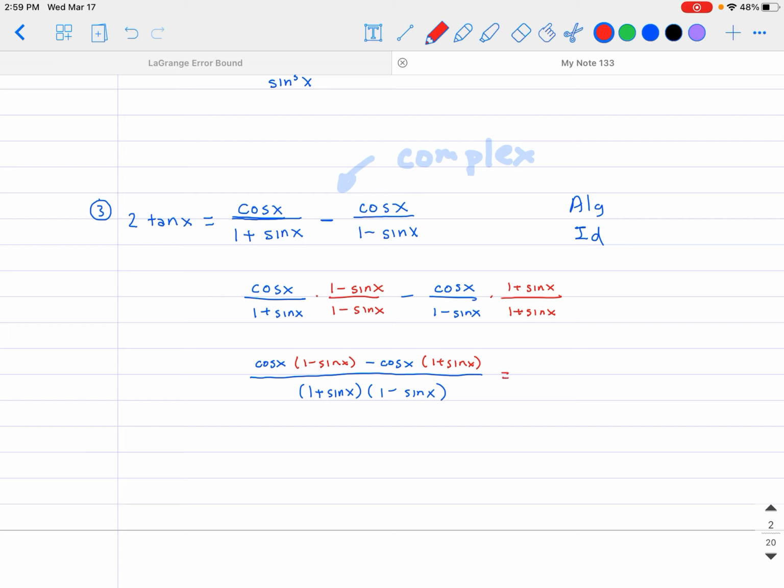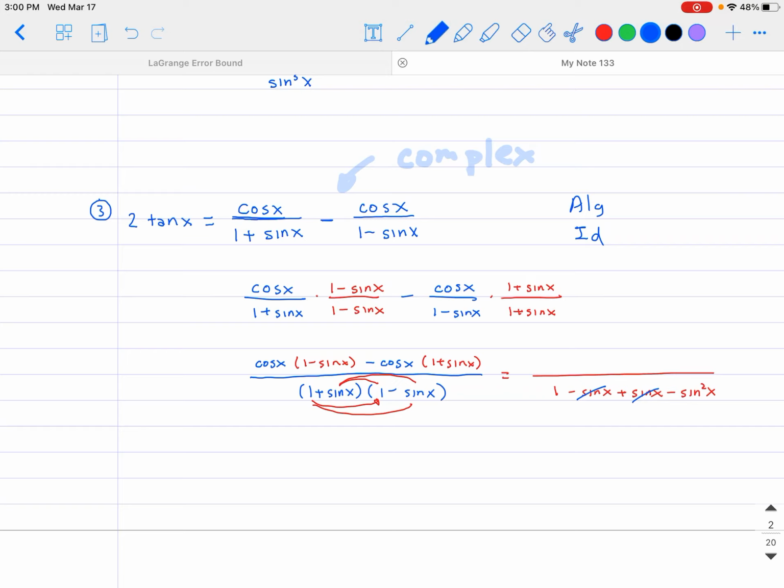Maybe I can multiply out the bottom part. We can expand it using FOIL. So 1 times 1 is 1. Then 1 times negative sine is negative sine of x. Then sine times 1 is plus sine of x. And finally, sine of x times negative sine of x is minus sine squared of x. That's nice, because the sine and the negative sine cancel each other out, so we get something clean on the bottom.